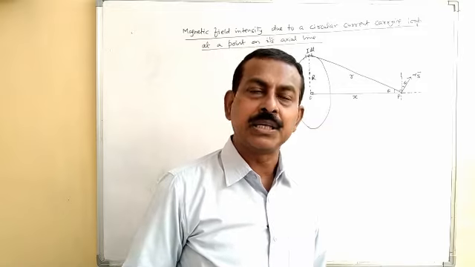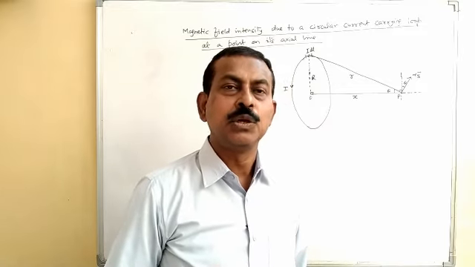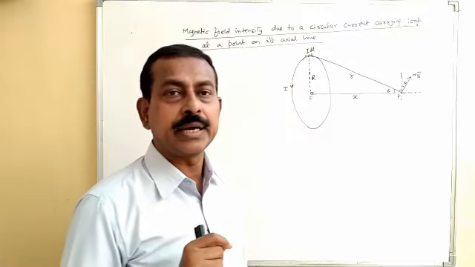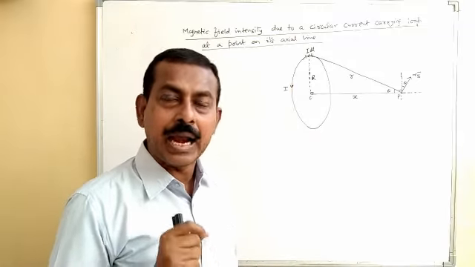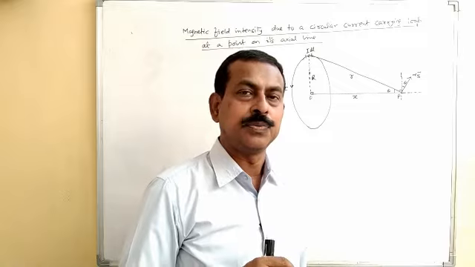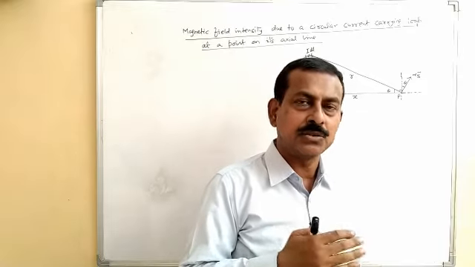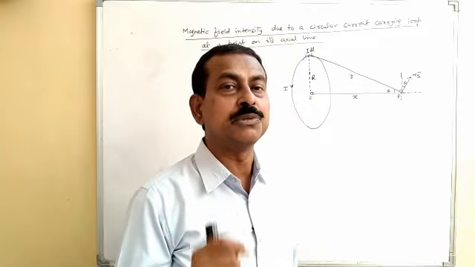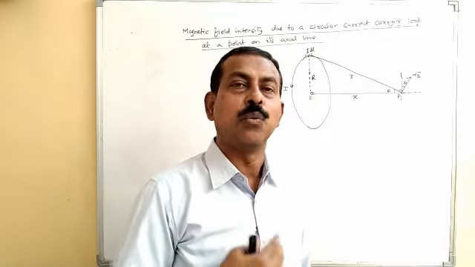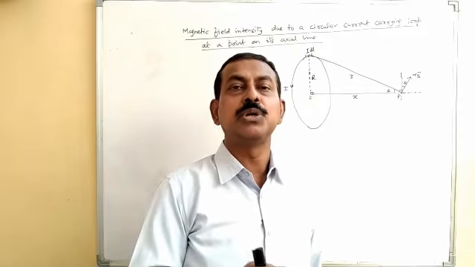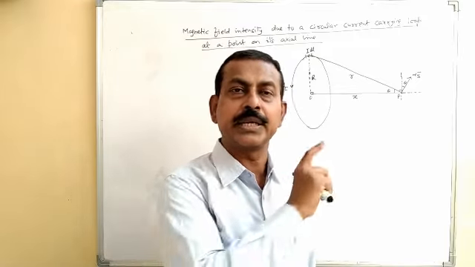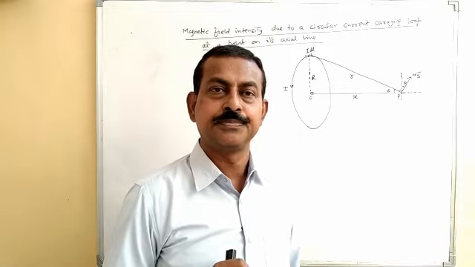Let's take application of Biot Savart's law to find magnetic field intensity due to a circular current carrying loop at a point on its axial line. We are deriving it in general, that is on axial line. We can get the different conditions: if the observation point is at its center, what will be the magnetic field? If the observation point is at very large distance, then what will be the expression? All we can get from this derivation.